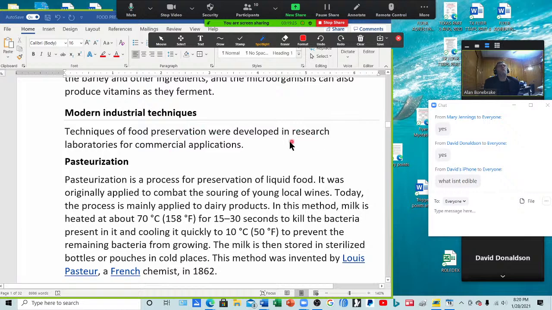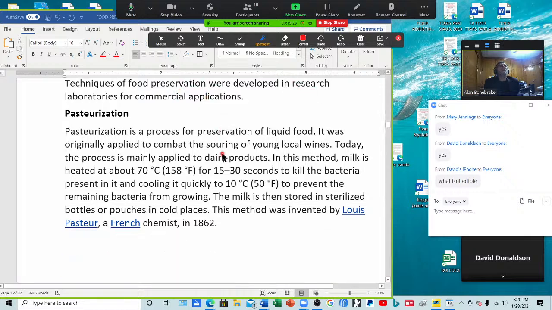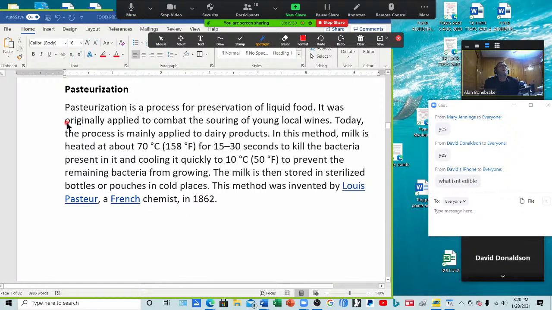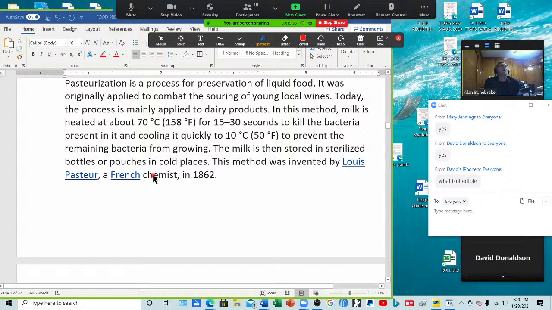Techniques of food preservation were developed in research laboratories for commercial applications. Pasteurization is a process for preservation of liquid food, and it was originally applied to combat the souring of young local wines. Today the process is mainly applied to dairy products. In this method, milk is heated to about 70 degrees for 15 to 30 seconds to kill the bacteria present in it, and cooled quickly to 10 degrees centigrade to prevent the remaining bacteria from growing.